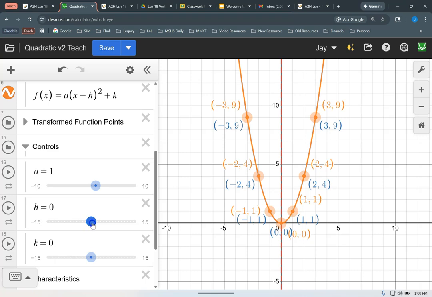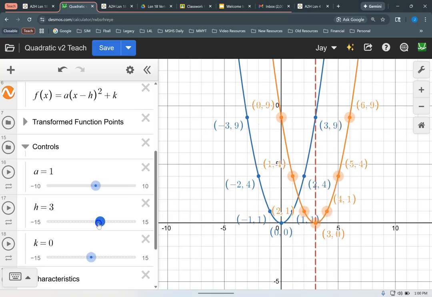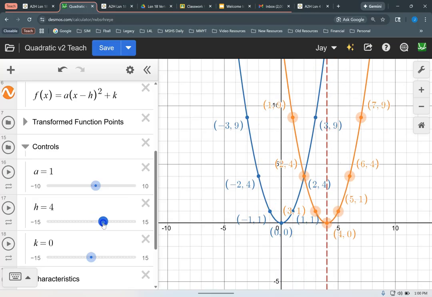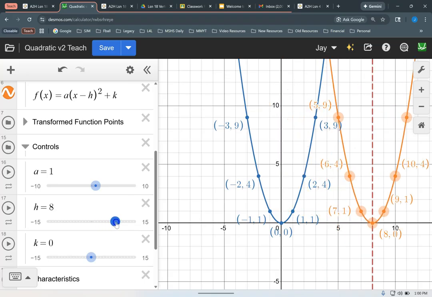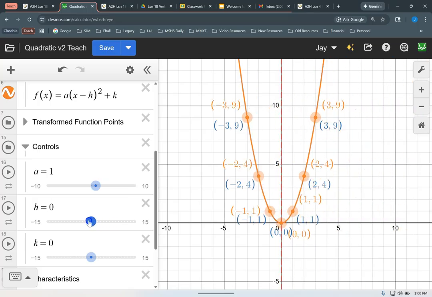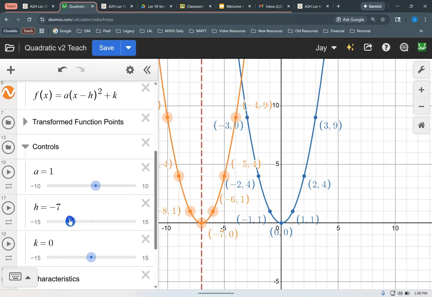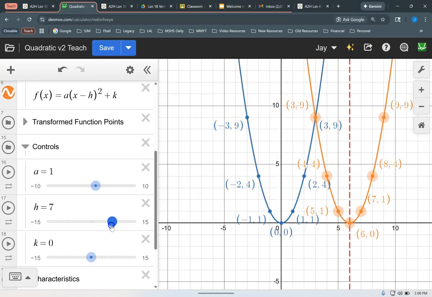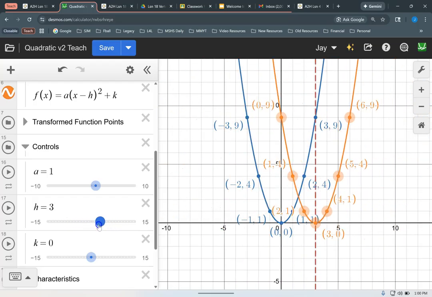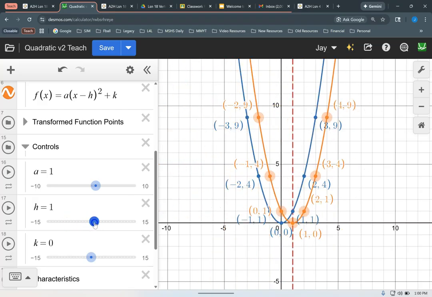But if I subtracted 1 from the input, look what happened to the picture. Or 2, or 3, or 4, or 5, or 6, or 7, or 8. Or what if I added something to the input by making my H value negative? What's happening here? How is it moving? Okay, so it's moving left and right.